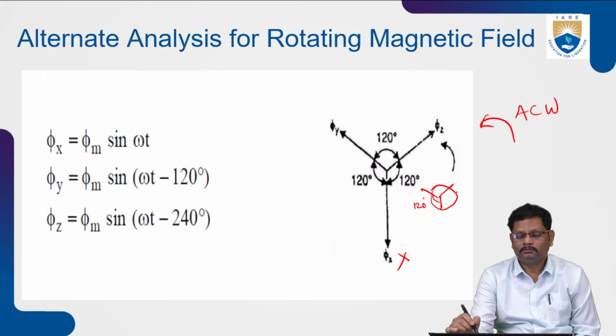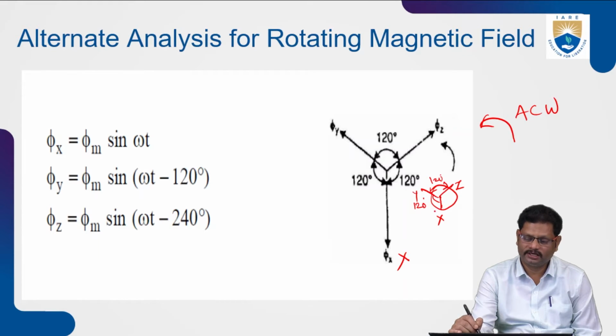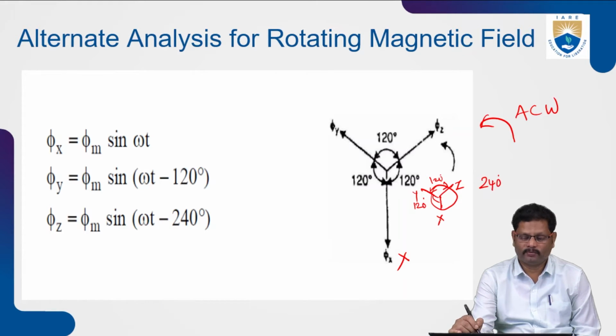From the X phase, Y phase is separated by 120 degrees, and from Y phase, Z phase is 120 degrees further. If we consider from X phase, Z is 240 degrees. From X phase, Y is displaced by 120 degrees. From X phase, Z is displaced by 240 degrees.